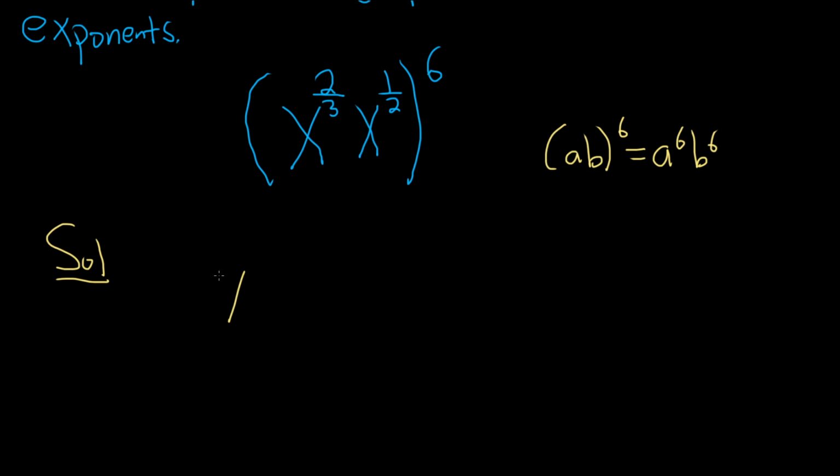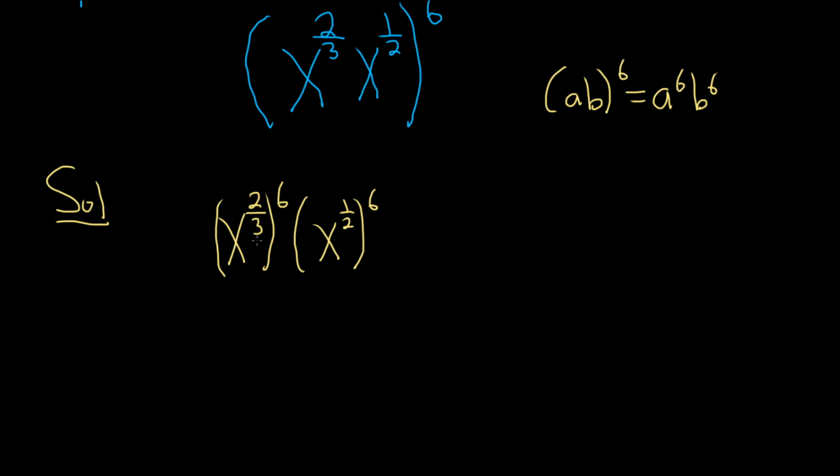So we'll have x to the 2/3 to the 6. Just raise each one to the 6th power. And then x to the 1/2 to the 6th. All right, the next rule says that whenever you have something to a power, you basically multiply. So now we're just going to multiply the 6 times the 2/3. So it'll be x to the 2/3 times 6, and then x to the 1/2 times 6.